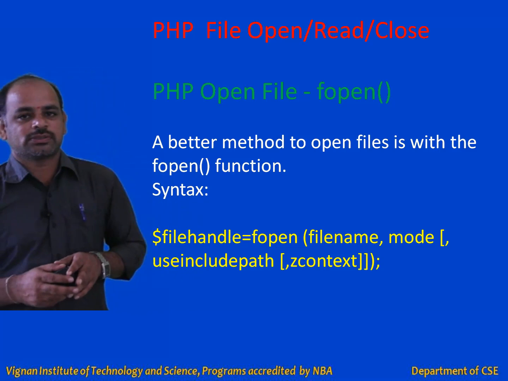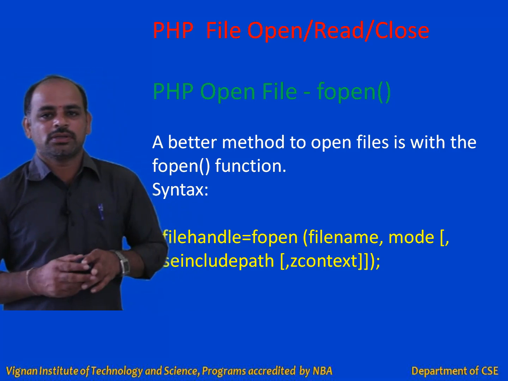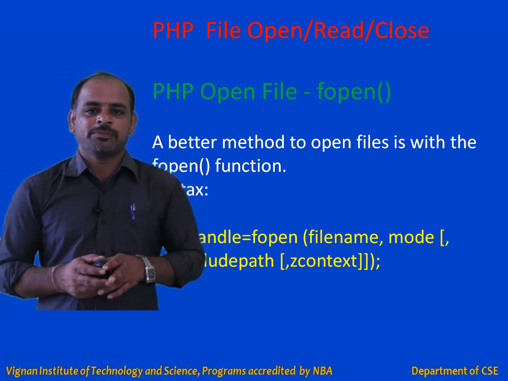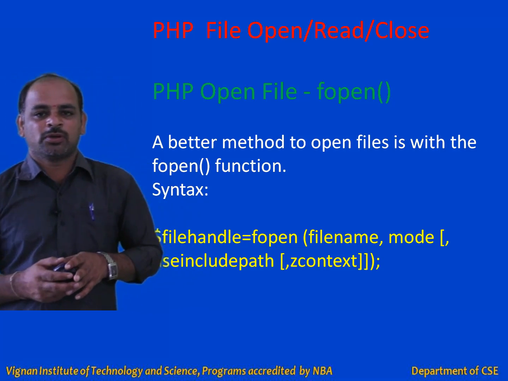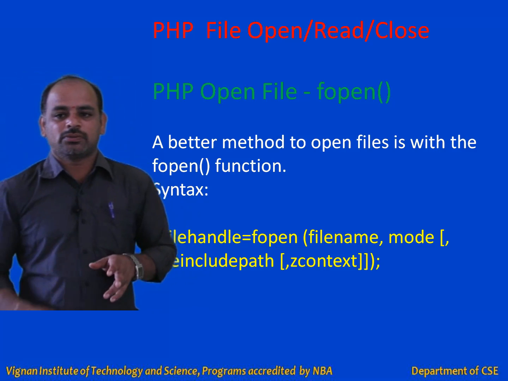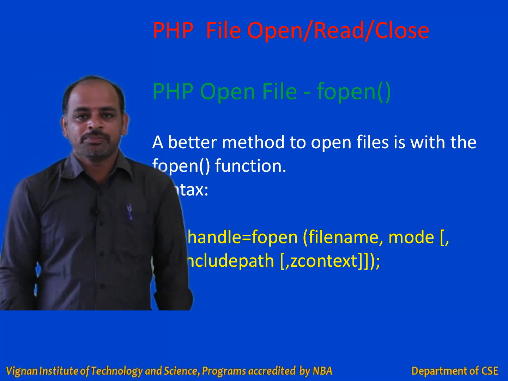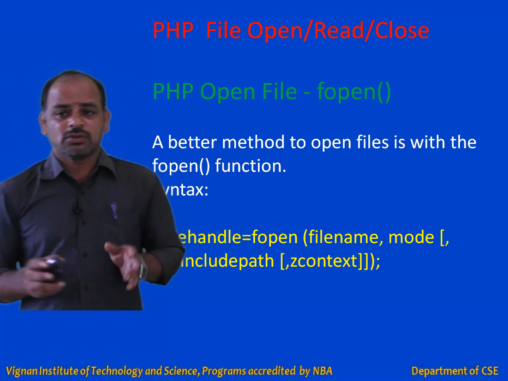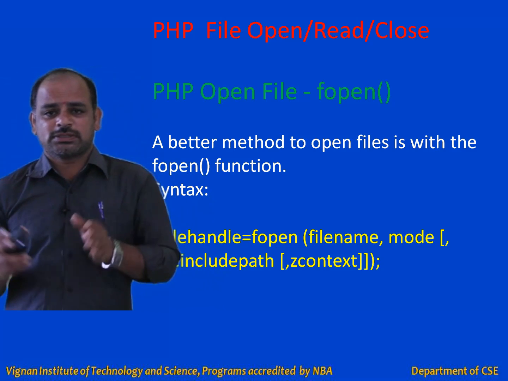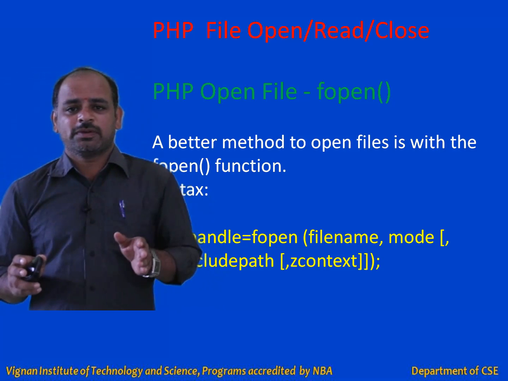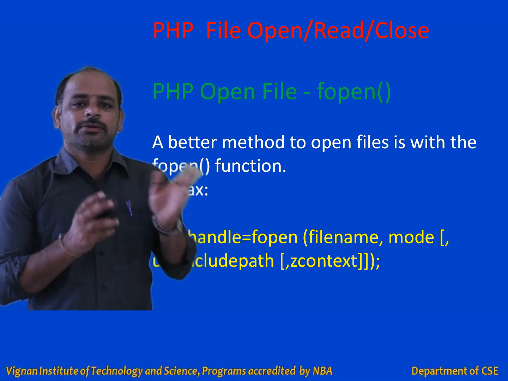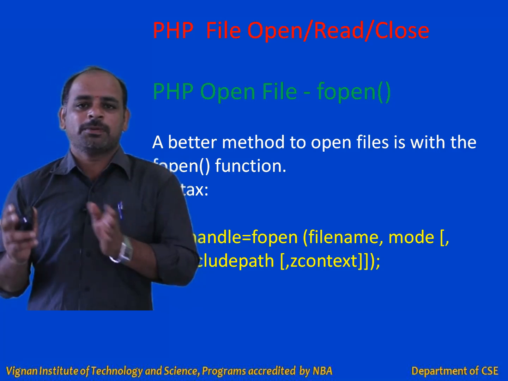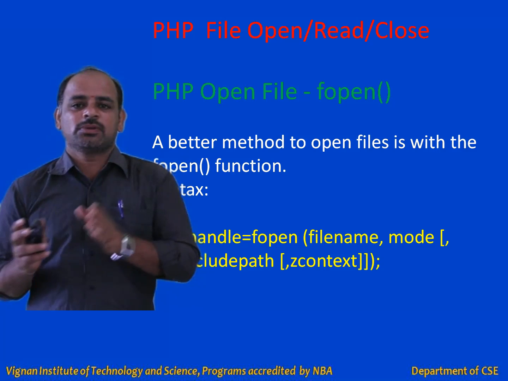Get context is also an optional parameter, which is used to modify the stream. For modification of the stream we have to use it. So these are the various parameters. Once a file is opened successfully, this fopen function returns a Boolean value. That Boolean value can be true or false. If the file is opened successfully, it returns the Boolean value true.